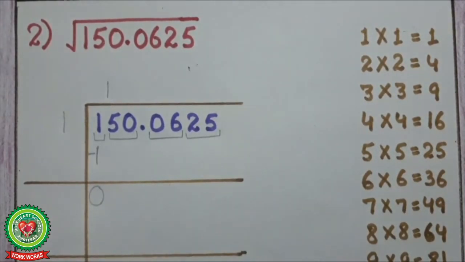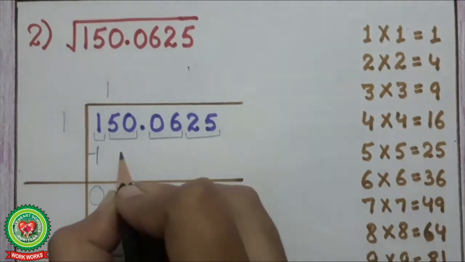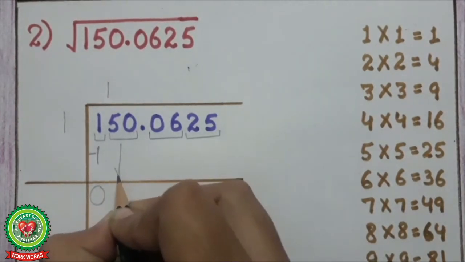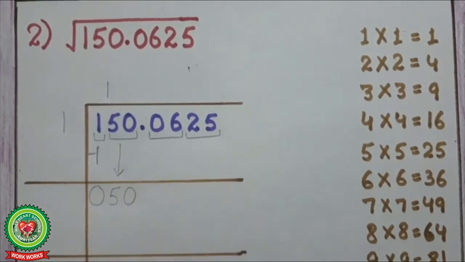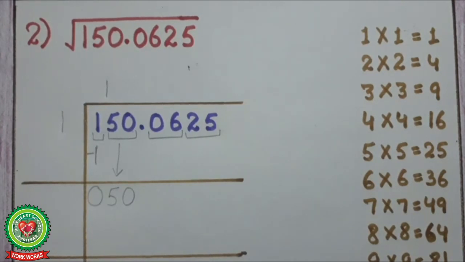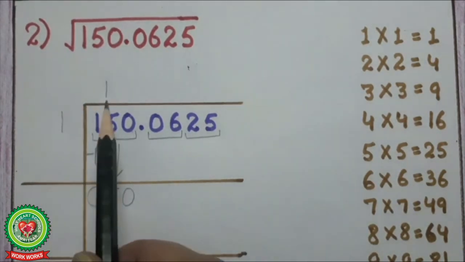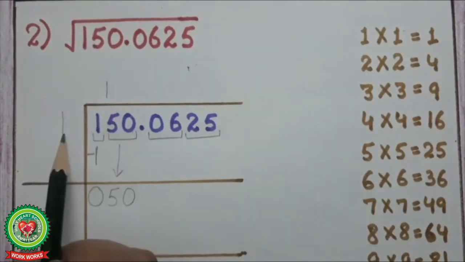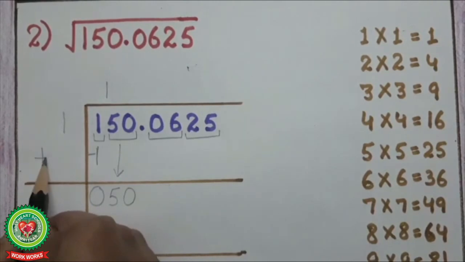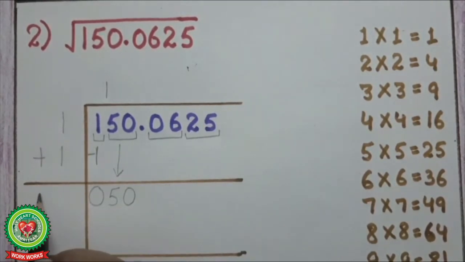After that, the fourth step is to shift the next pair down. So we will shift the next pair down like this and write down 50 with the remainder. So 50 comes out to be our next dividend. Then our next step is to double the quotient, which we will do by adding the last digit of the quotient to the divisor. Here we are having 1 in the quotient and 1 in the divisor. So we will add 1 with 1, get 2, and write down 2 at the place of the divisor.